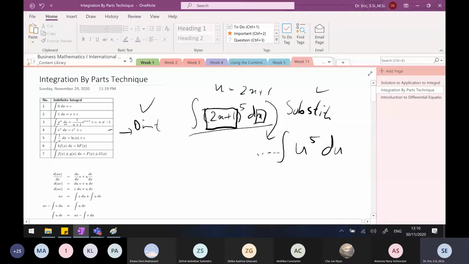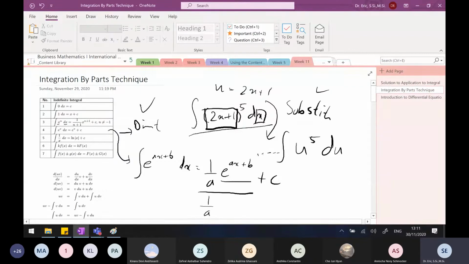Maybe I will give you some quick formulas. The integral of e to the power of ax plus b dx is 1 over a times e to the power of ax plus b plus a constant. Why? You can differentiate this. What is the derivative of this? 1 over a times the derivative of e to the power of ax plus b.